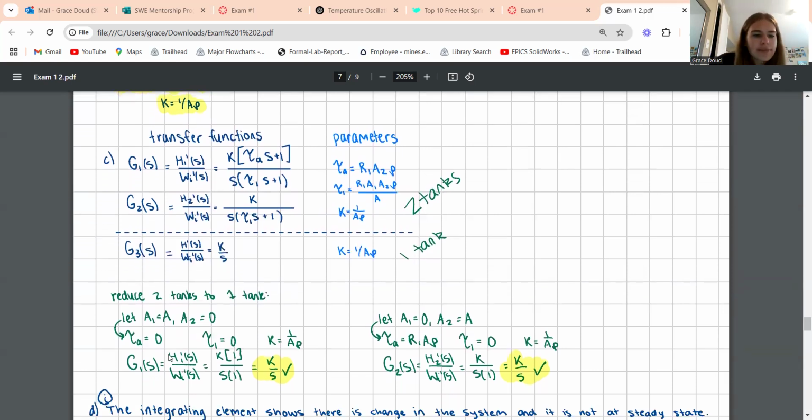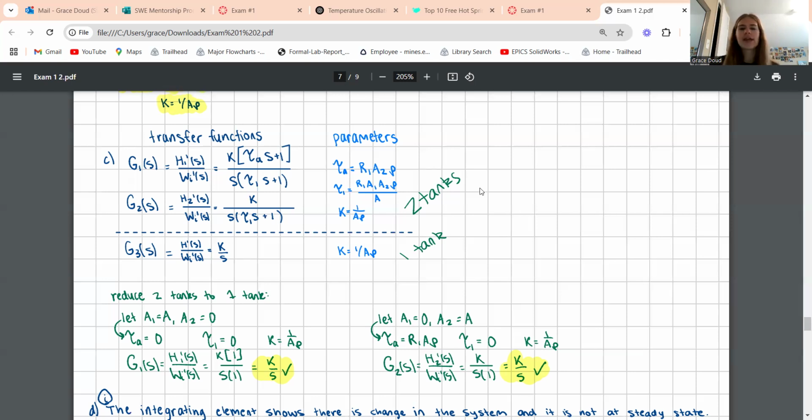So down here, I said our total area A was A1 plus A2. So if A1 is equal to A, then A2 is going to be 0. Then you can plug into these parameter values to get your new parameter values, and then plug in for G1, because now A1 is A, A2 doesn't exist, so you don't have an H2, so G2 doesn't exist. That gives you the final transfer function of K over S, which is what you should expect if it's just one tank, so that worked.